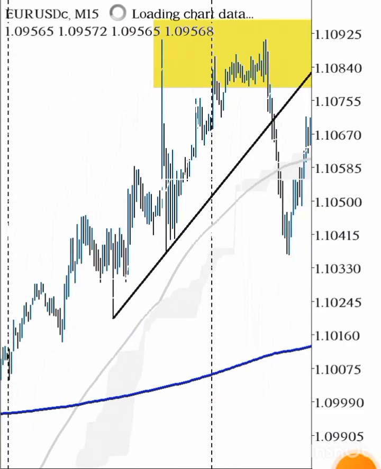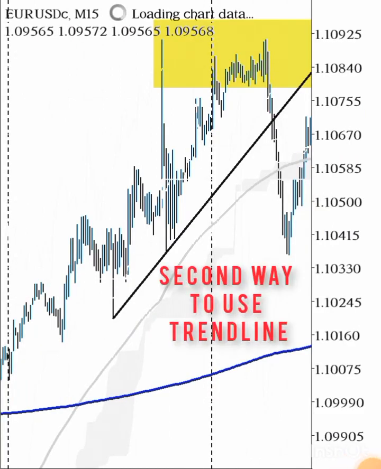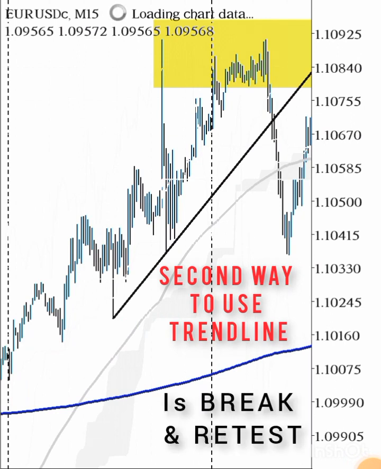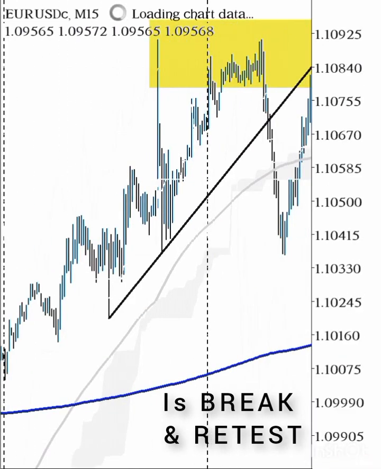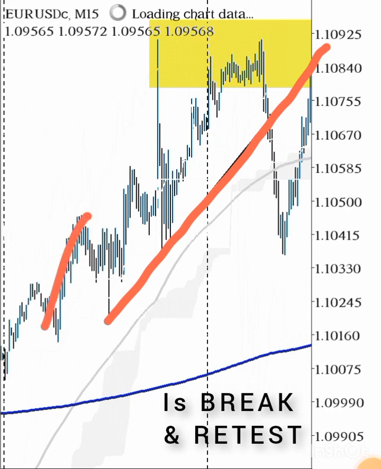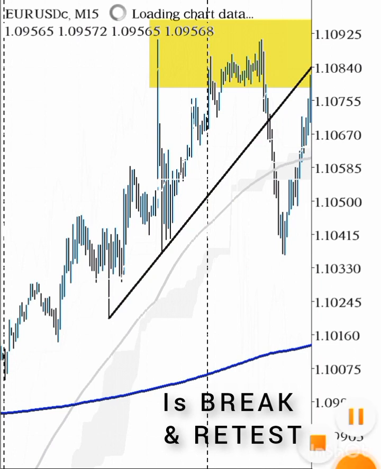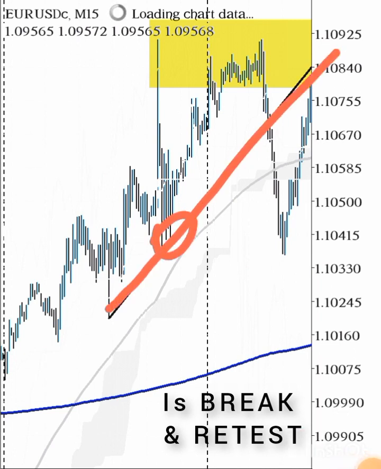Now, this was my last week trade on break and retest. You can see clearly that I connected my trend line upward in the direction of these candles, and I was able to buy whenever the candles touched my trend line.